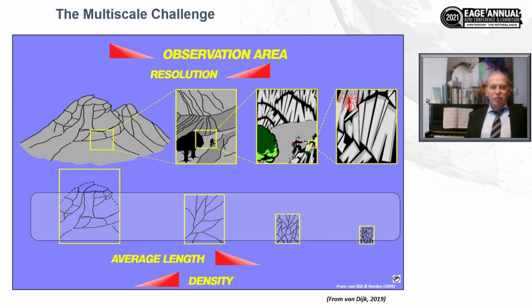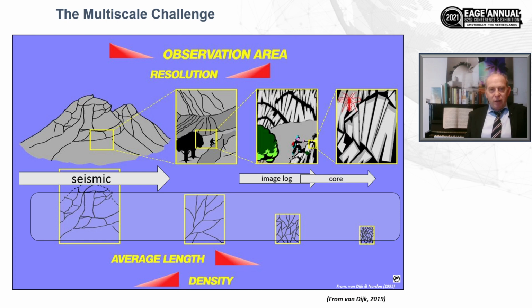One of the main characteristics of fault and fracture networks is that they appear on various scales, represented in this diagram. From left to right we go from bigger to smaller scale. We see observation area becoming smaller, resolution becoming bigger, average lengths of the features observed become smaller, and the density of course becomes higher. On the left we see the seismic data, on the right we see image log, core data and thin section data, at the smaller scale. The intermediate scale can be filled in with outcrop and satellite data.